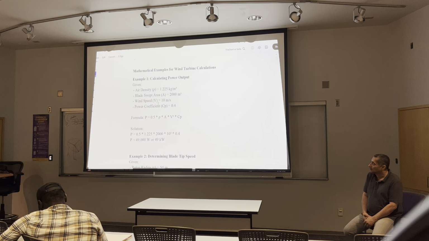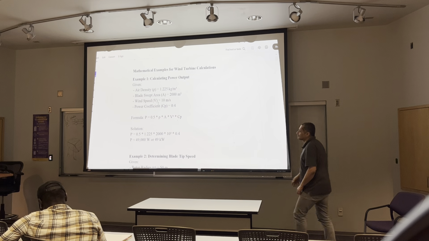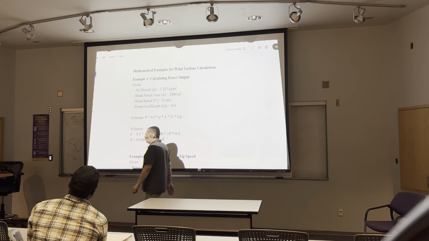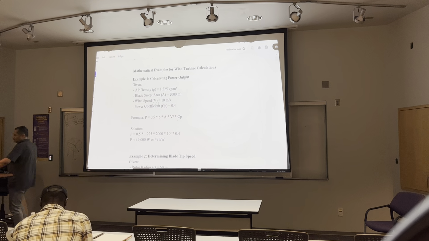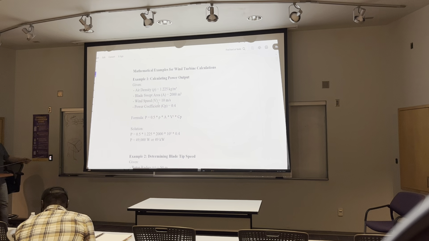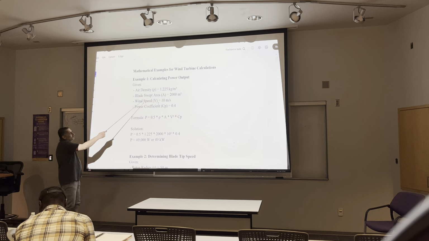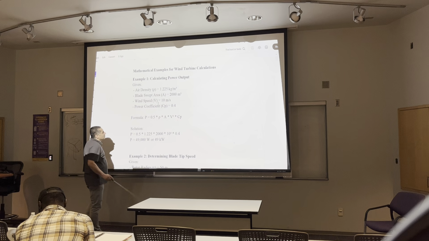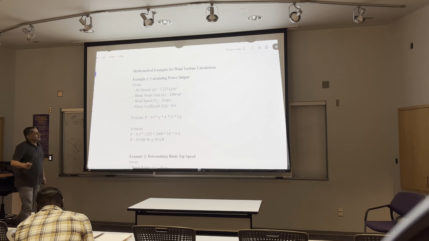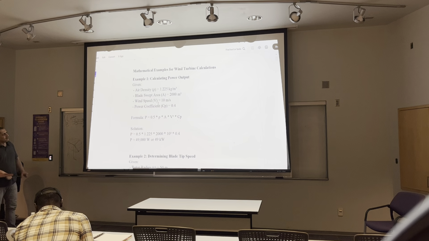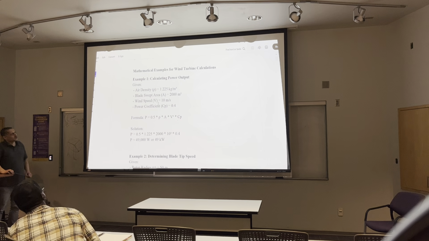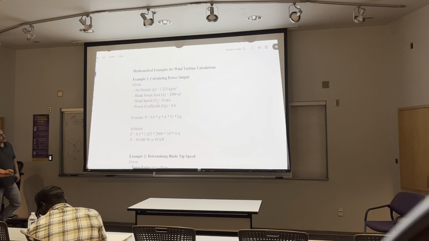Example 1, calculate the power output for the given parameters. Air density rho is 1.225 kilograms per cubic meter. Blade swept area A equals 2000 square meters.